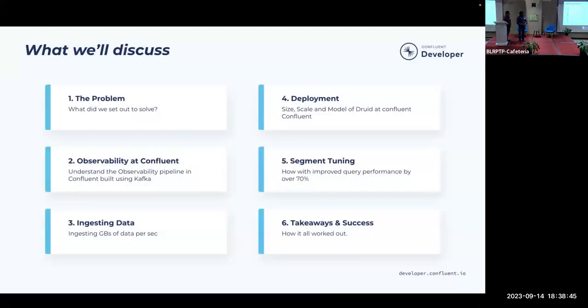Today we'll discuss the problem around observability at Confluent. First a high level overview. Then we talk about ingesting data, and some numbers. Then the Druid deployment in Confluent. Recently we had a lot of issues with our Druid clusters, and we did some performance tuning around the segment. So we'll talk about that, and then the last takeaways and success.